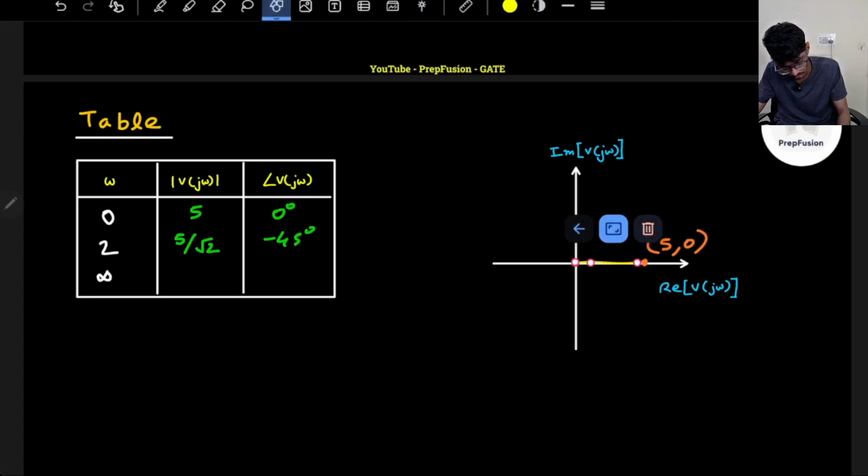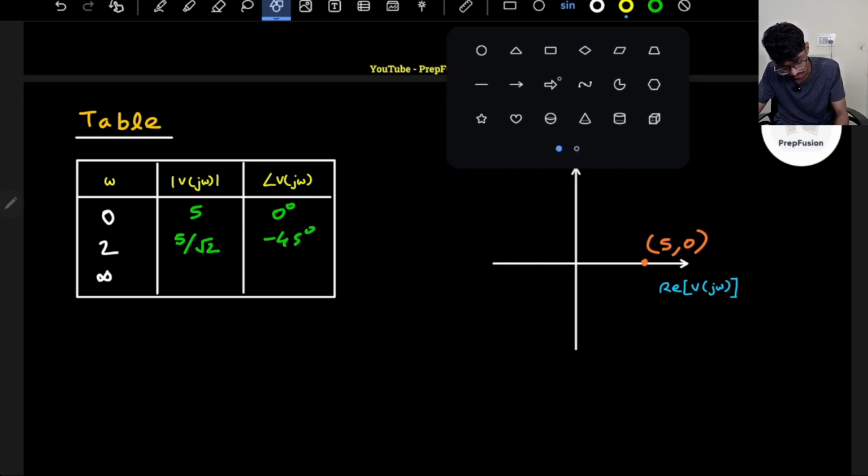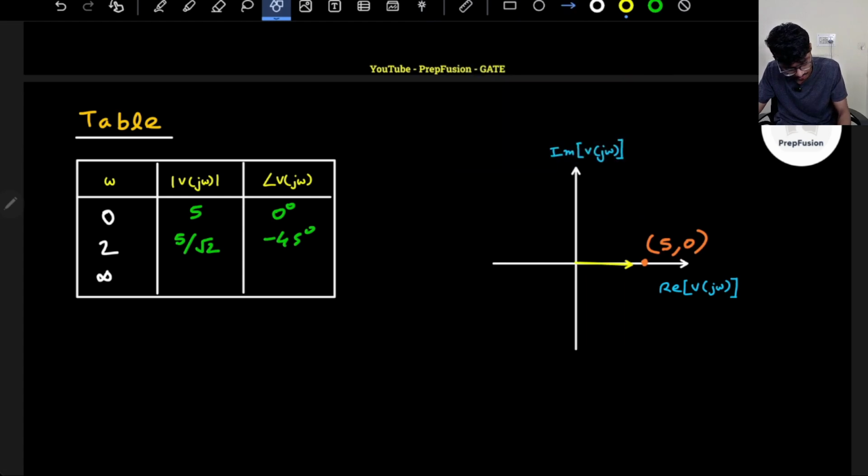Okay, this is wrong, this is not correct. Initially my phasor was somewhere here. Now the phasor is at 45 degrees, and of course the magnitude also has reduced, and ultimately this point is 5 by root 2 angle minus 45 degrees.